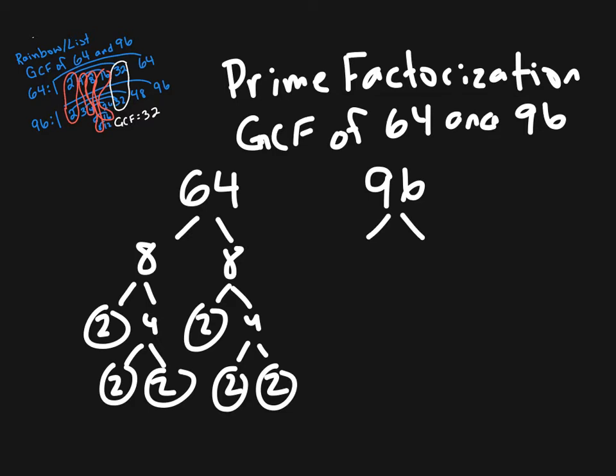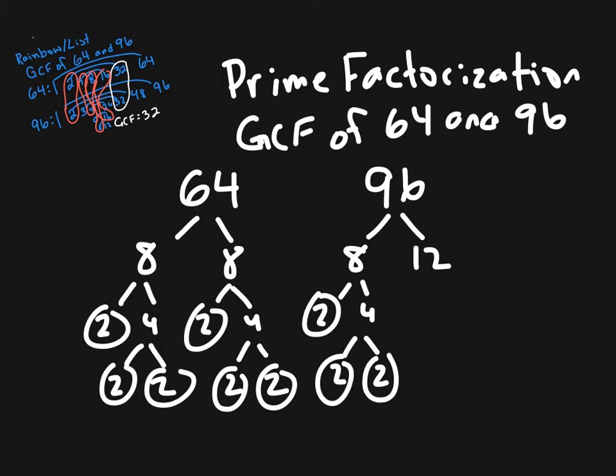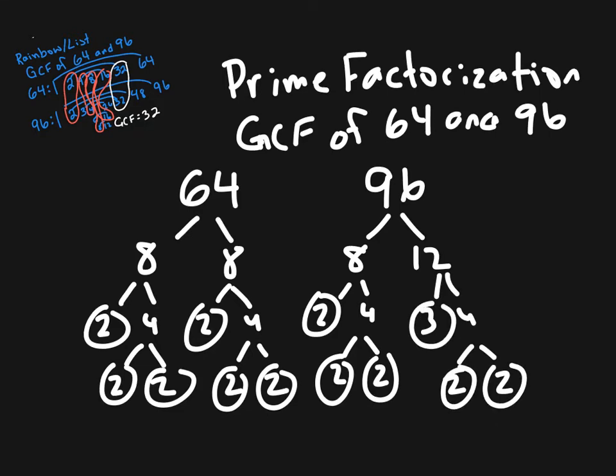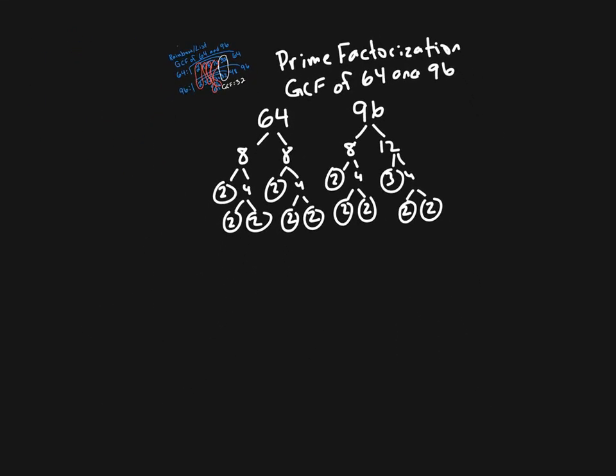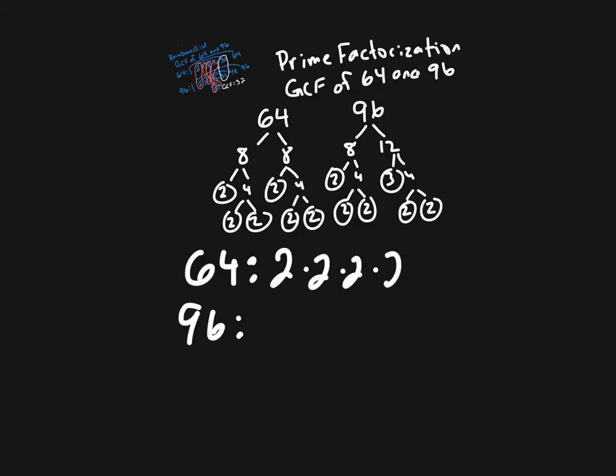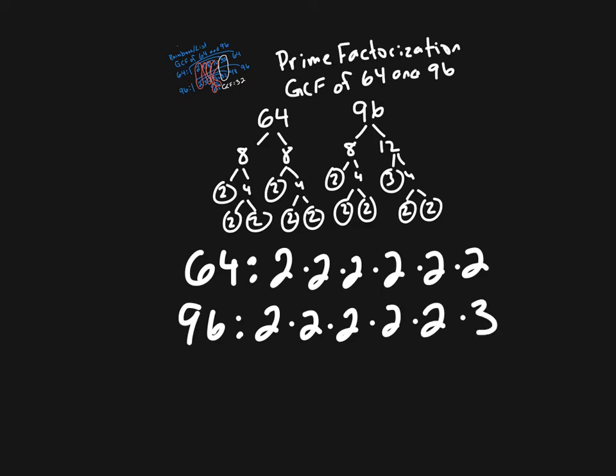And I do the same thing for 96. So 96 I know is 8 times 12. So I have 2 and 4, which would be 2 and 2. 12 would be 3 and 4. And now, with prime factorization, we're going to take each of them and list out their prime factors. So 64 is 2 times 2 times 2 times 2, or 6 2's. And then 96 ends up being 2 times 2 times 2 times 2 times 2 times 3.